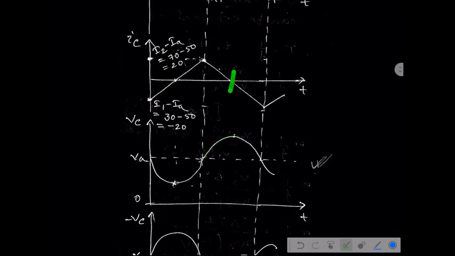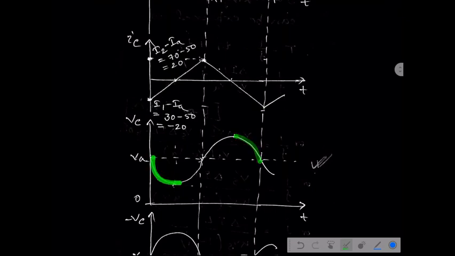After this point, what happened? Again, the inductor current gradually decreases from 0 to negative 30 ampere. Then the capacitor starts discharging, as the excess 20 ampere current is delivered from the capacitor to the load. That is why the capacitor voltage decreases.